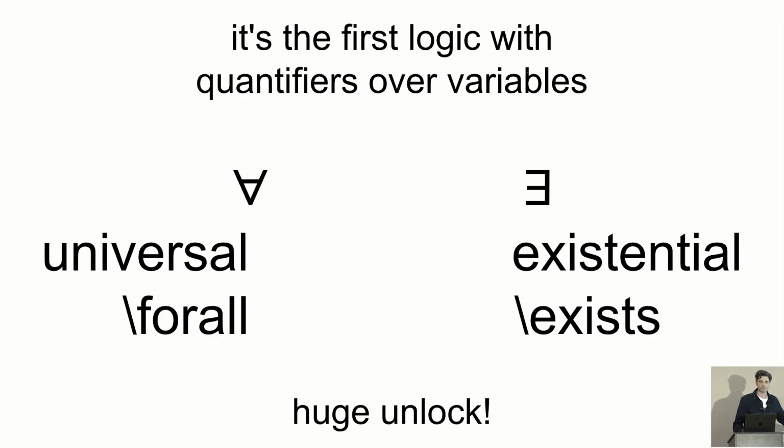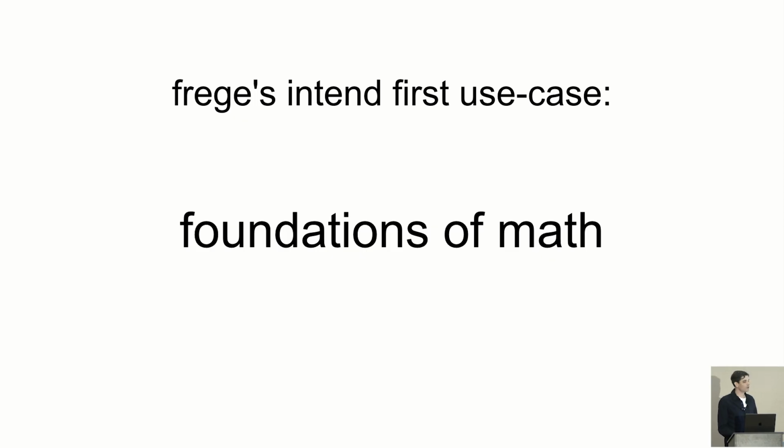A lot of people think of it as a first-order logic, but it's actually a second-order logic. It's a little subtlety, but anyway, it's got this thing called the universal, for all. It'll look over all the examples and tell you whether it's still true, or it could look for existence. Is there one example that's true? And Frege's intended first use case, the foundations of mathematics. After all, he was a mathematics professor.